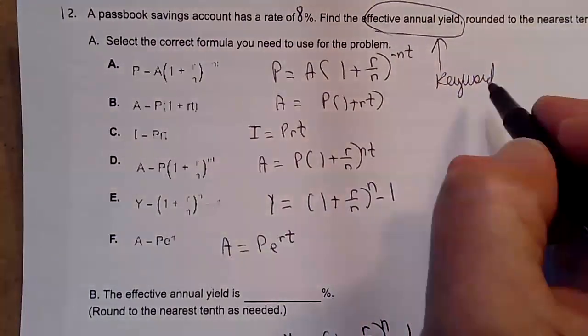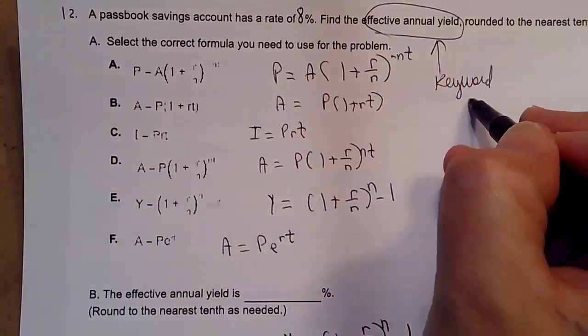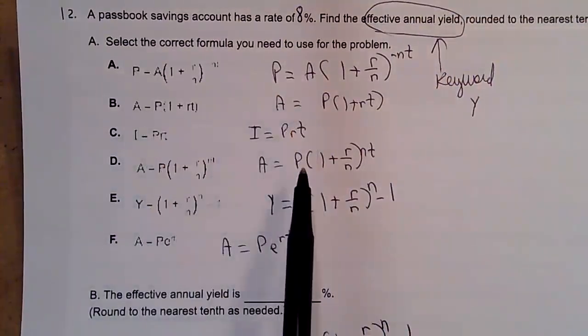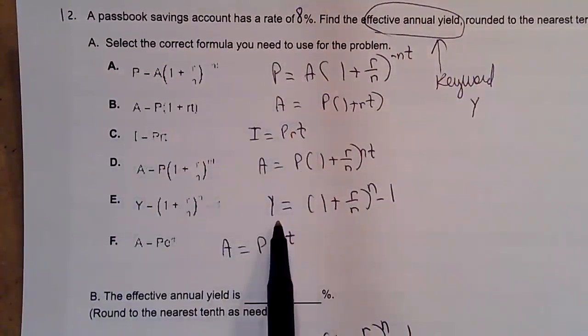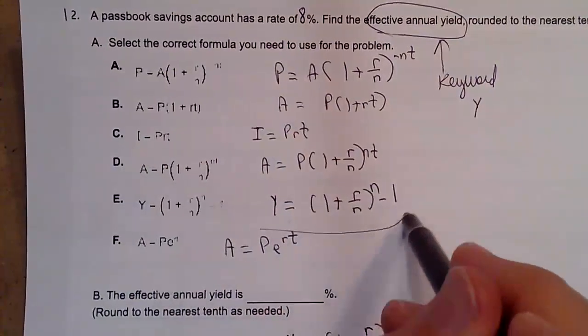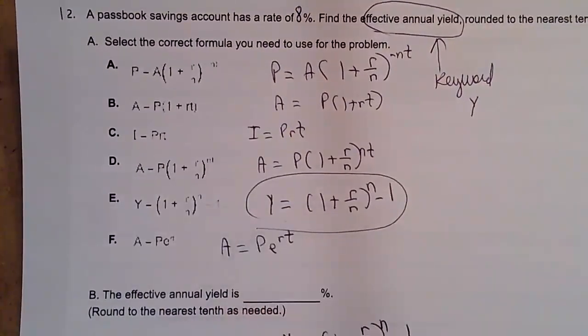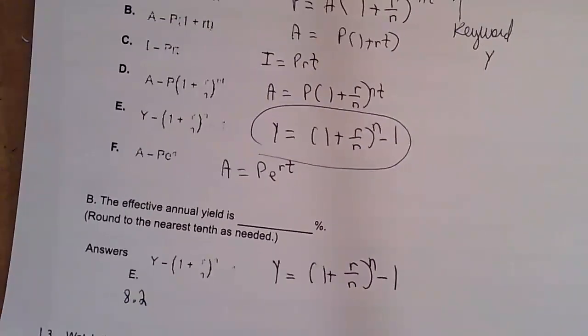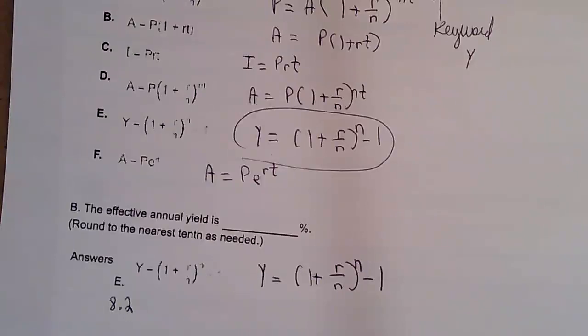And that would be the formula that's got the Y involved. This came out very light, so I had to type the formulas on the side, but this is the one that we're leaning towards, and that would be choice E. Y, capital Y, is equal to this quantity, 1 plus r divided by n, raised to the n power, minus 1.